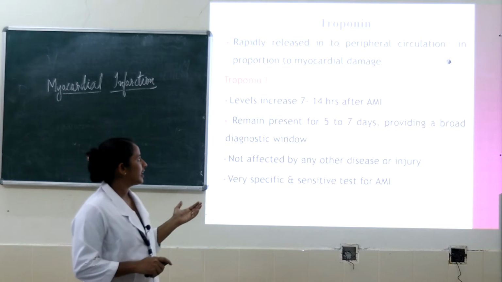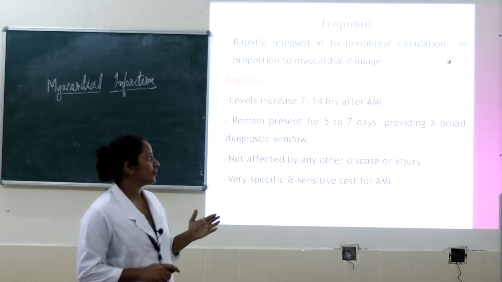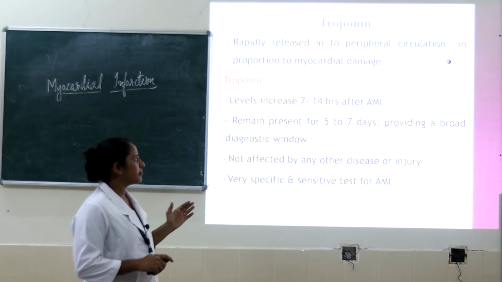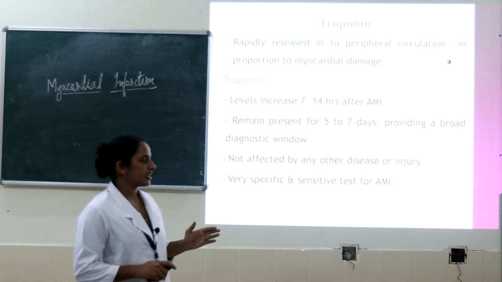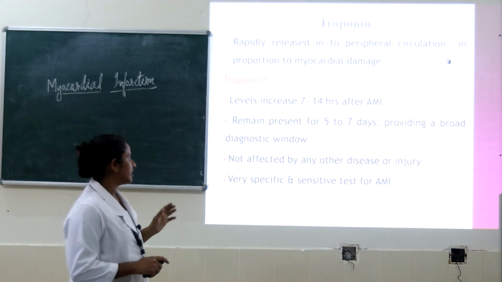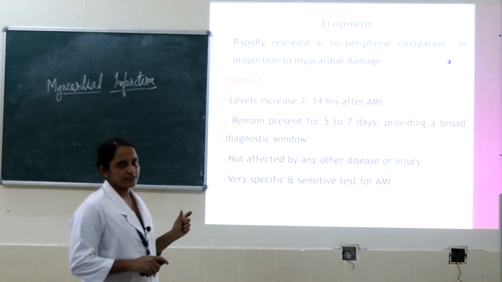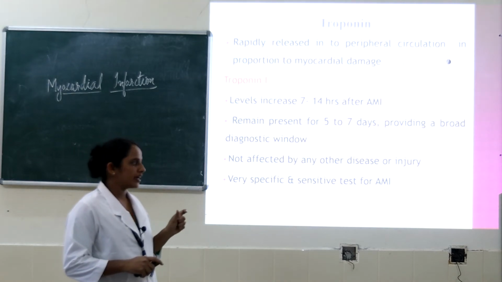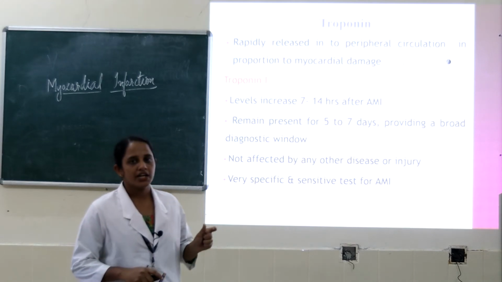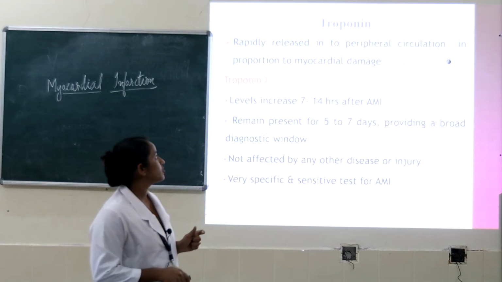Troponin I levels increase 7 to 14 hours after acute myocardial injury. Then it remains present for 5 to 7 days, providing a broad diagnostic window. It is not affected by any other disease or injury. So, it is cardiac specific. So, it is a very specific and sensitive test to identify acute myocardial injury.